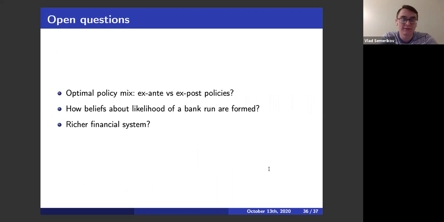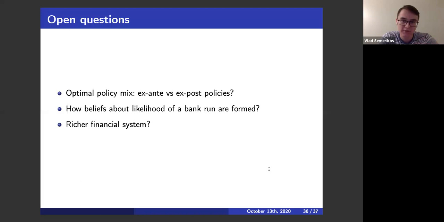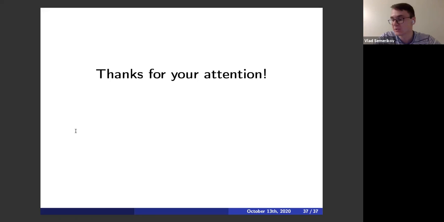And moreover, I think it would be interesting to think about how the beliefs about the likelihood of a bank run are formed, because in this paper the authors assumed a very simple linear link between the probability of the bank run and the economic fundamentals, but maybe the beliefs are more complex. So it's another thing for further research. And of course, if we aim to describe the financial crisis in all its details, we probably need a richer financial system, not only shadow banks, but also standard banks and other intermediaries. So yes, we can think about a lot of things after reading this paper. That's what I wanted to say.